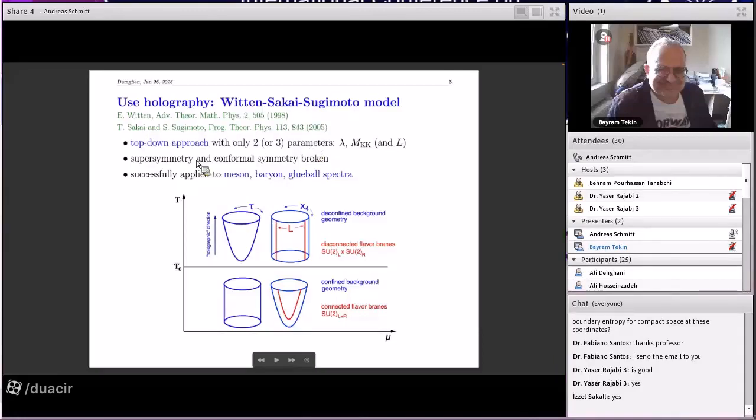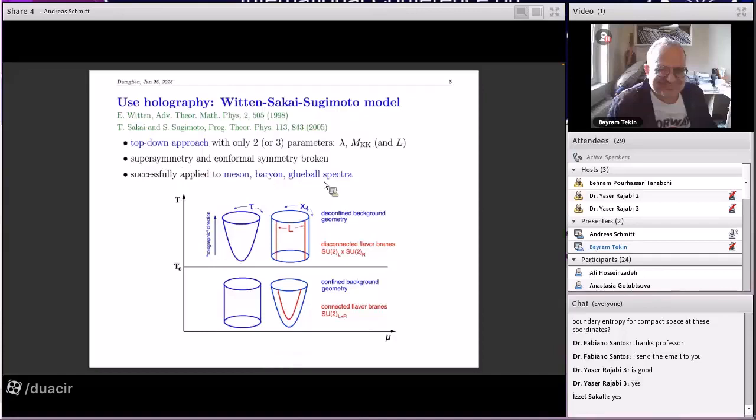It's a top-down approach. It's based on string theory. It gets somewhat close to QCD because, due to this scale that you put in by hand in the geometry, you break conformal symmetry and also supersymmetry. And originally it was applied to spectra of mesons, baryons, glueballs, and so on. And here I'm doing something different. I'm interested in matter, in dense matter. So I'm looking to apply this model for a many-body system, right?